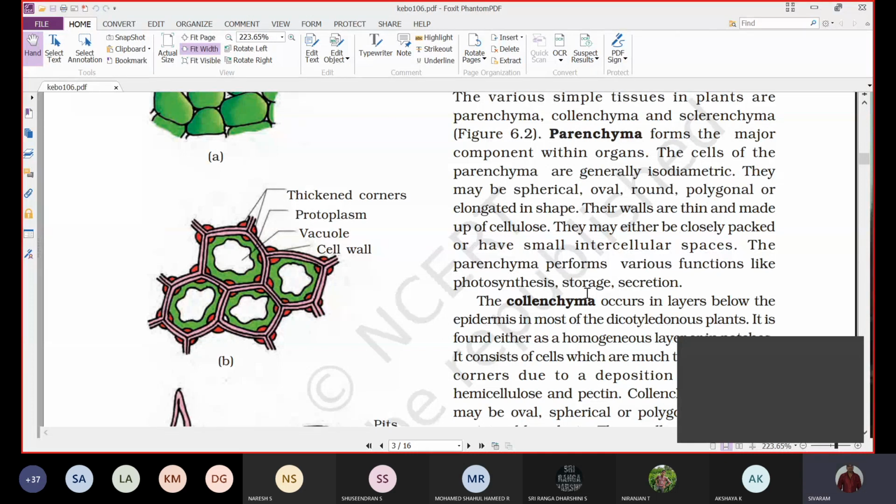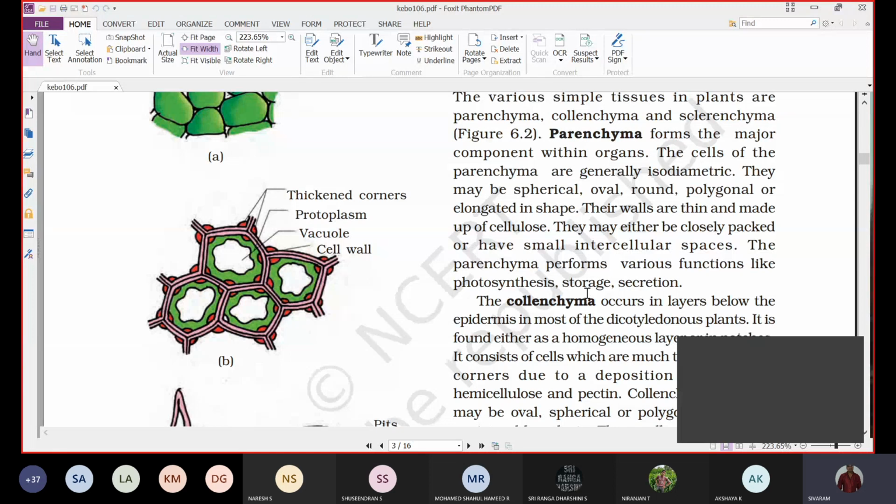And some parenchyma will store air, that is called aerenchyma. Such parenchyma we call aerenchyma. This aerenchyma is observed in aquatic plants, which helps the aquatic plants to float in the water or on the surface of water.